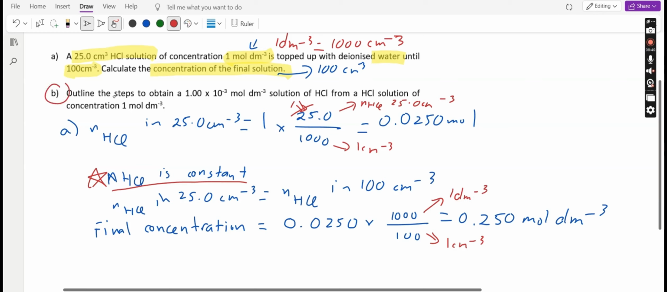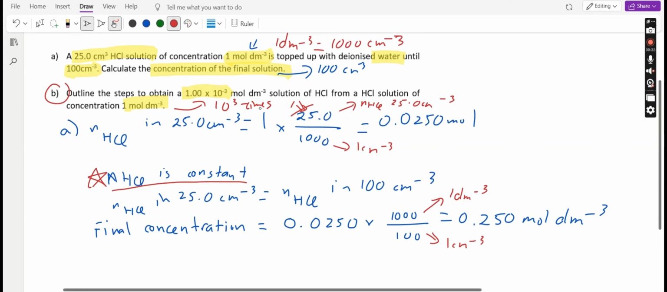Now, for question B, it's more of a practical problem that I think is interesting for you guys to think about, because this kind of dilution is more common for biology students, and I know not everyone here takes biology, so just want to prompt your thinking head. So you see here, I am asking you to get a solution of 10 to the power negative 3 mole per dm cube concentration from a solution of 1 mole per dm cube. And you see this, it is actually a 10 to the power 3 times dilution.